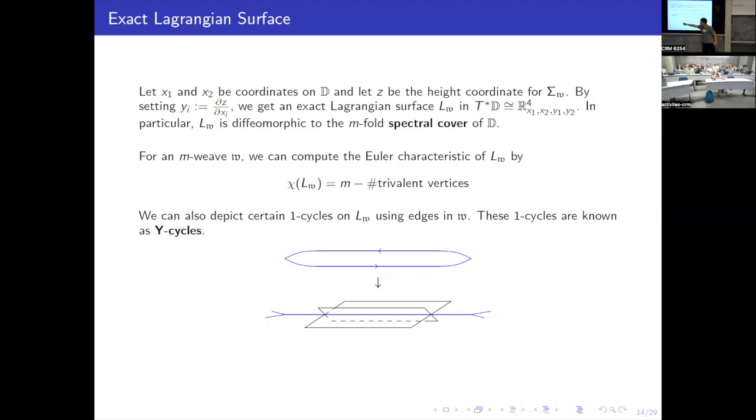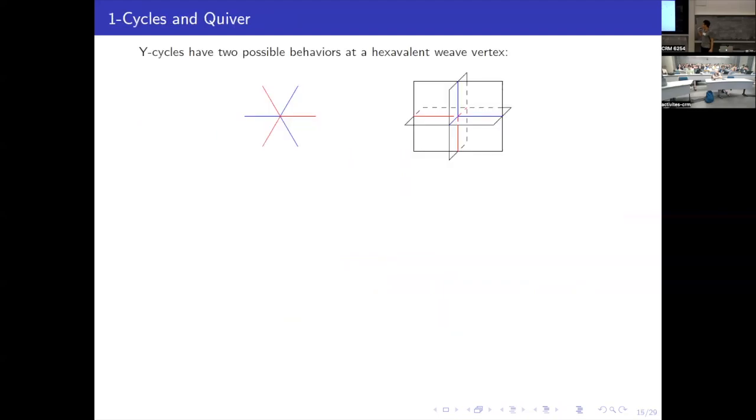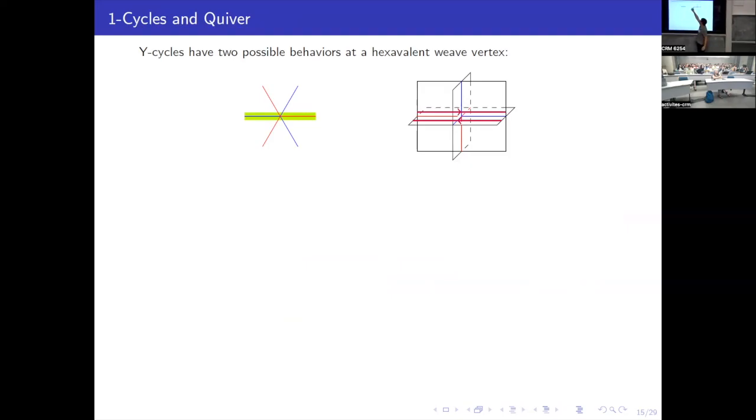So an edge connecting trivalent vertices gives you a cycle on the surface. But what about the hexavalent vertex? At a hexavalent vertex, you could have two typical behaviors. One is that you can just go straight through, and that corresponds to traveling along one sheet and then coming back along the other sheet. Okay, so that's one behavior.